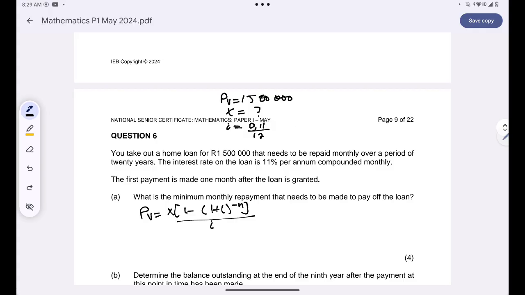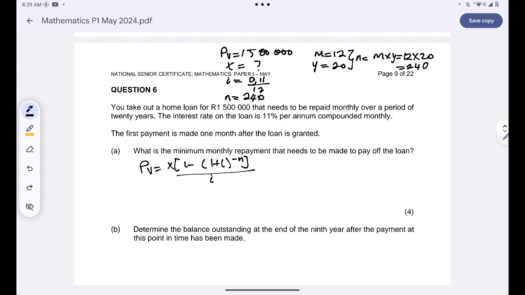I'm told that my interest is calculated every month, which simply means that M is equal to 12, and I'm given the number of years to be equal to 20. For me to find N, N is simply M multiplied by Y, which is 12 times 20. What do I get? 12 times 20 is 240. So N is equal to 240.